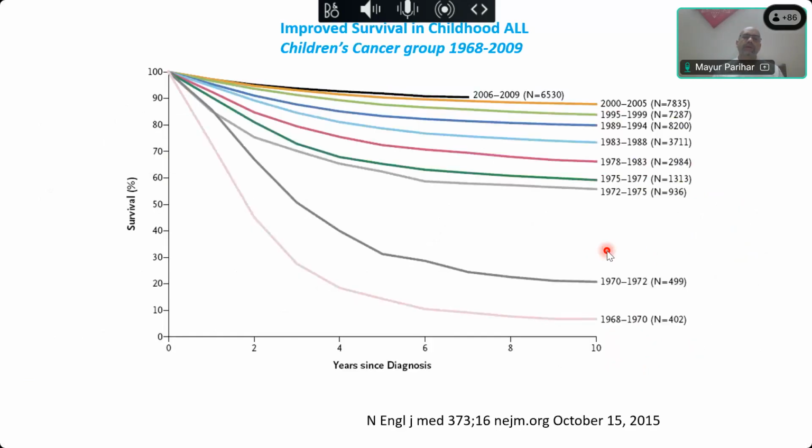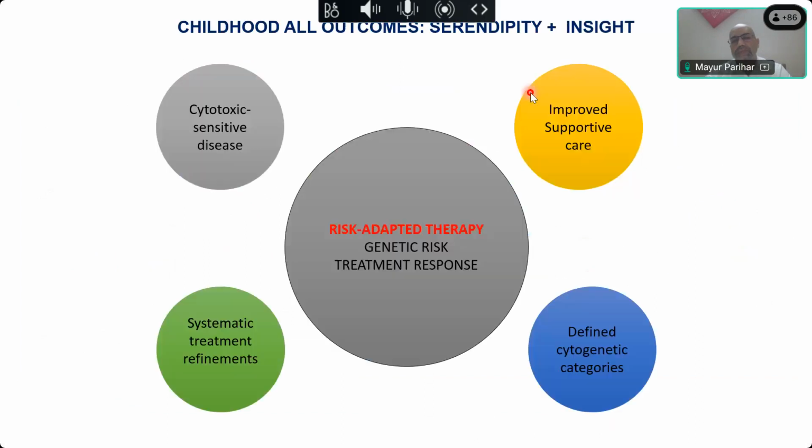From acute myeloid leukemias, I want to come back to acute lymphoblastic leukemias. And if there is one disease which is a real paradigm example of how genetic based risk stratification has improved outcomes, it is pediatric ALL. So you look at this. In the 1970s, the outcome in pediatric ALL was 30%. And today, a standard risk patient of pediatric ALL has more than 90% outcome.